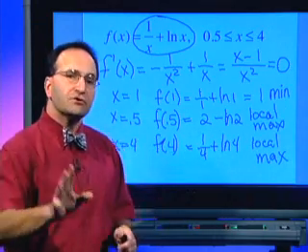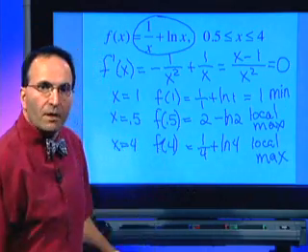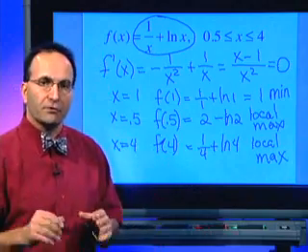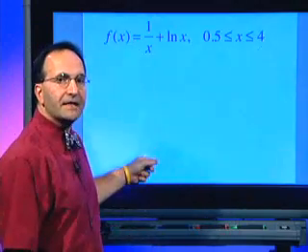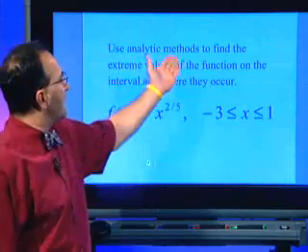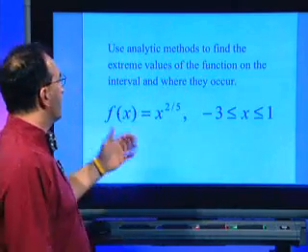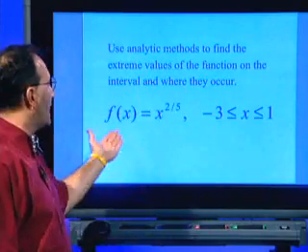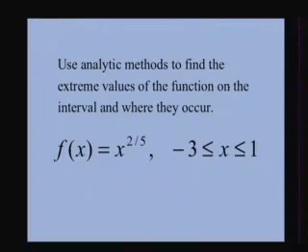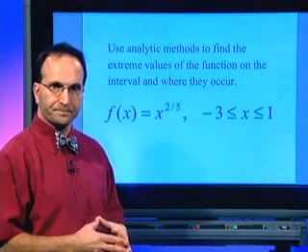All right, let's try another example where we use this idea of critical points. Let's take the example: use analytic methods to find the extreme values of the function on the interval where they occur. What we have is f of x is equal to x raised to the 2/5 power, and the interval that we're going to be working with is from -3 to +1, inclusive of those two endpoints.